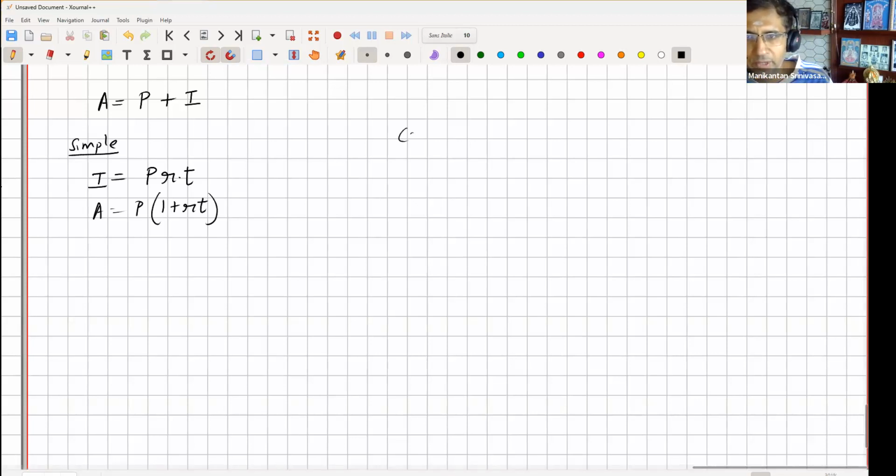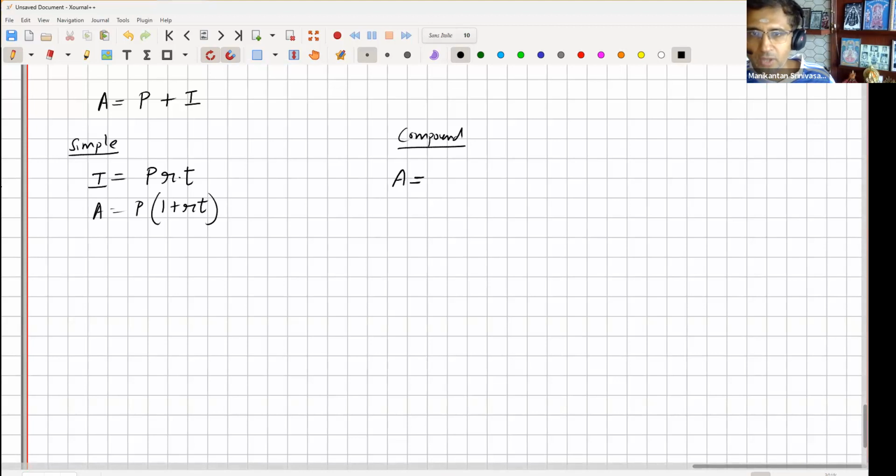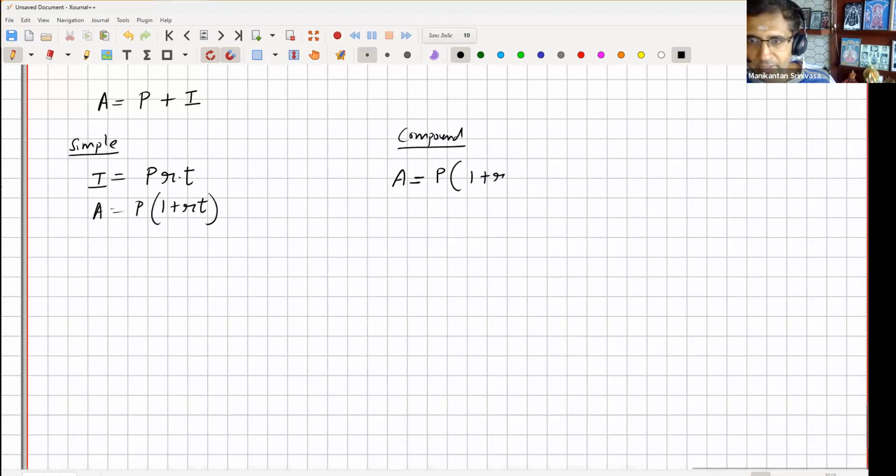But in terms of compound interest, the amount is what is derivable and interest is in terms of the amount. So amount is P times 1 plus R whole power T.